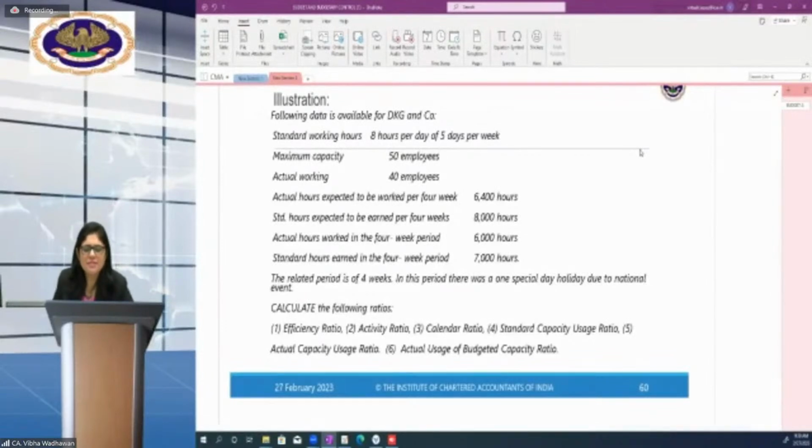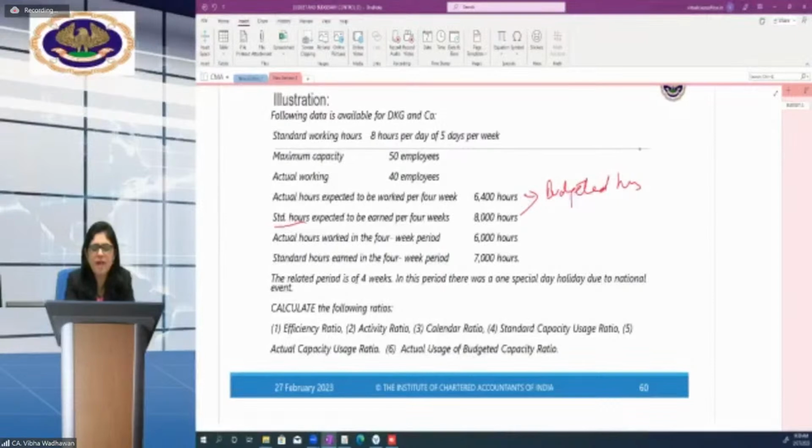Actual hours expected to be worked per 4 weeks. 6,400. What is 6,400? Let me explain this. So 6,400 actual hours expected to be worked, so this has to be the budgeted hours. Expected hours, like I said, 40 hours. I took 40 hours as an example; we expect to work 40 hours in a week.